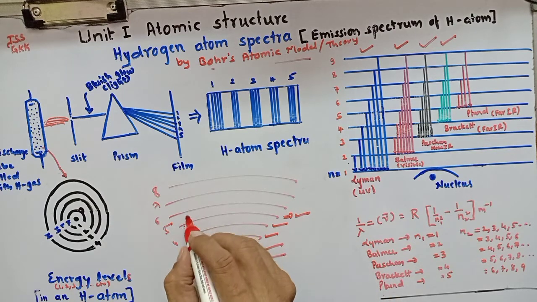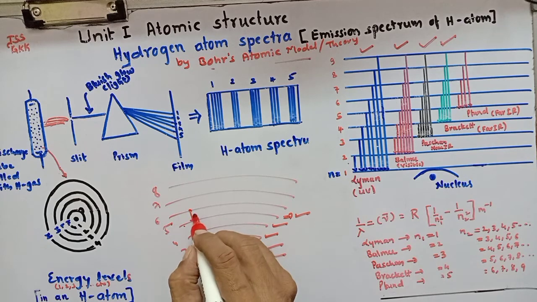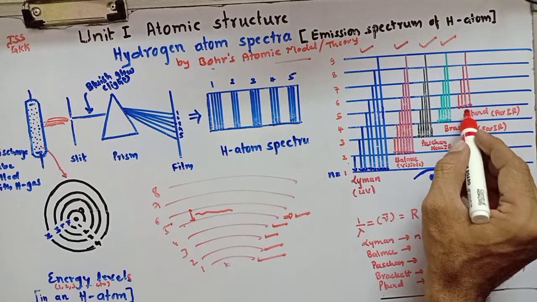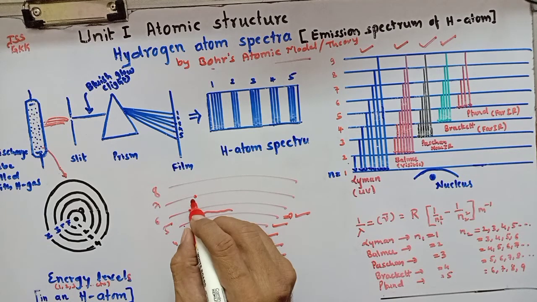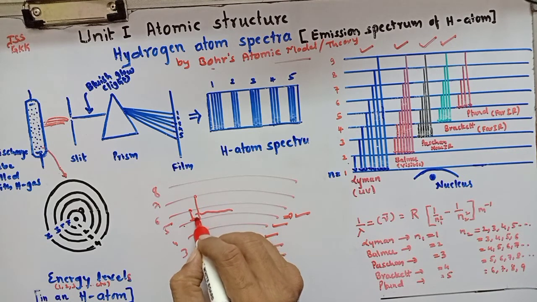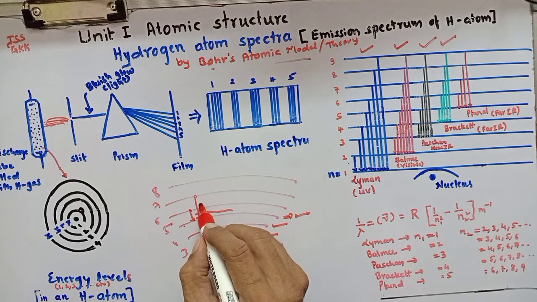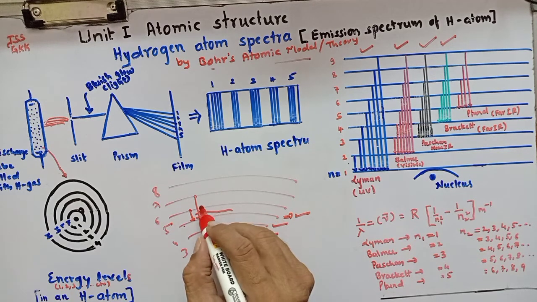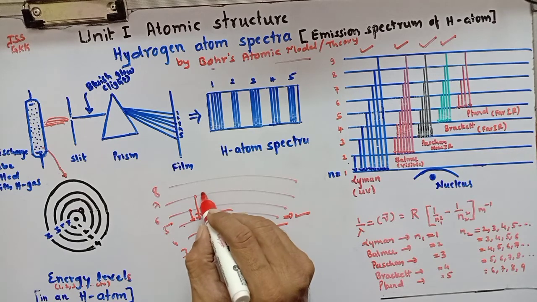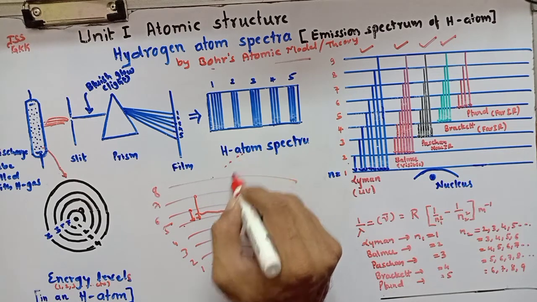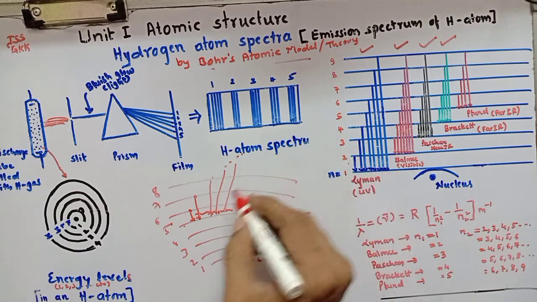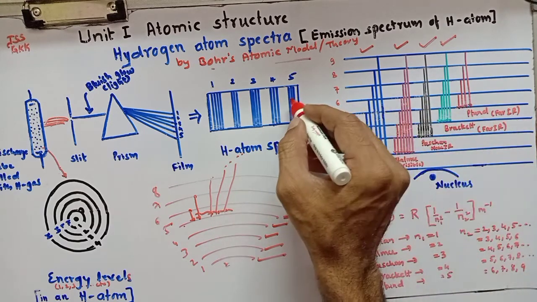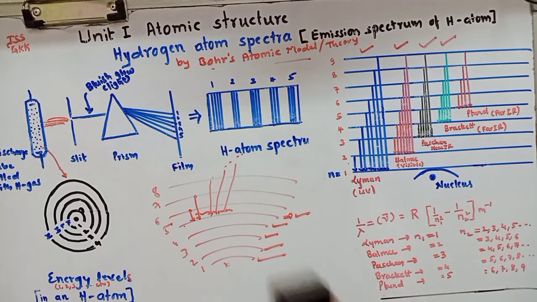Now if the electron present in the 6th energy level jumps to the 5th energy level, it will produce the first line of the Pfund series. And if another electron present in the 7th orbit jumps to the 5th energy level, again it will produce a Pfund series spectral line. Like this, de-excitation of electrons from different higher energy levels to the 5th energy level will produce the Pfund series of spectral lines in the emission spectrum of the hydrogen atom.